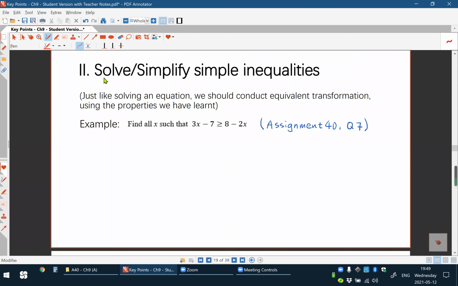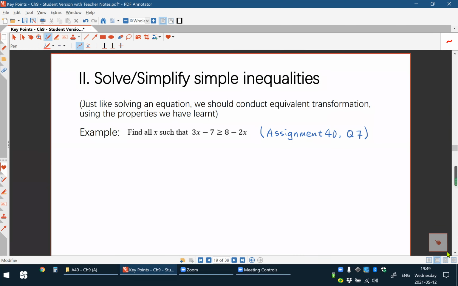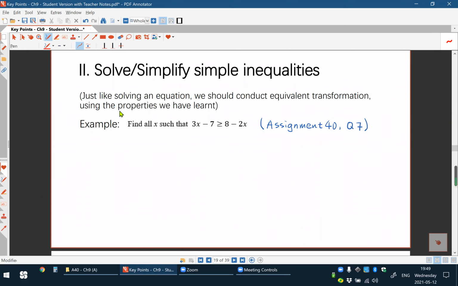Okay, so we have spent some time on the first part, and let's see the second part. Second part is, how do we solve or simplify some simple inequalities? Okay, let's take some examples to illustrate this point. Basically the idea is, just like solving an equation, we should conduct equivalent transformation using the properties we have learned, okay? All right, let's see this example. This is actually from your assignment 40, question 7.